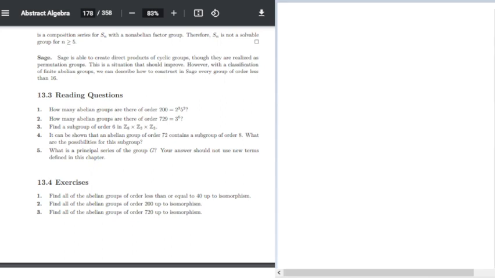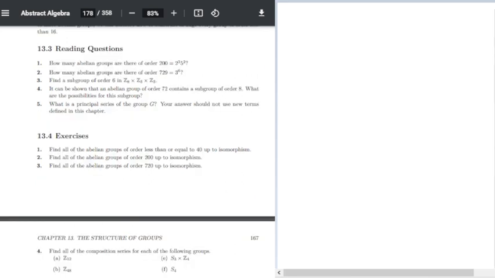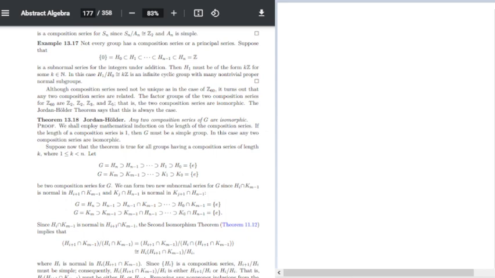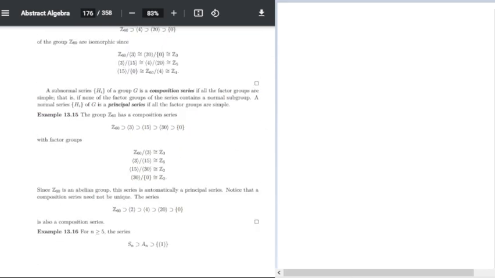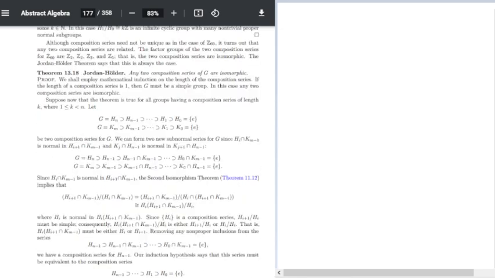What is a principal series of a group G? Your answer should not use new terms defined in this chapter. That's weird when you're literally asking to define a principal series. But a principal series is basically a decreasing chain of normal groups, with each factor group being simple. Yeah, if all factor groups are simple.